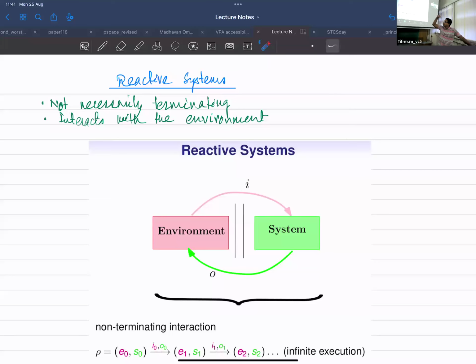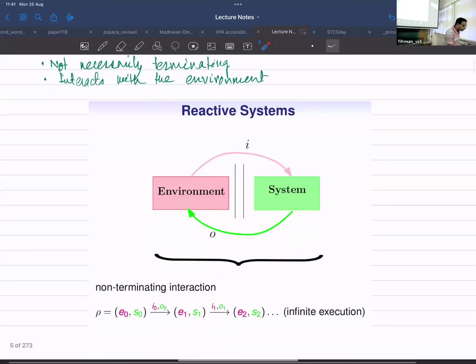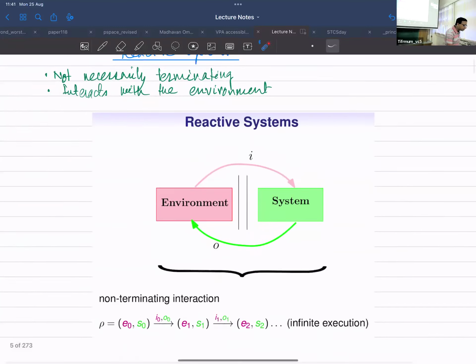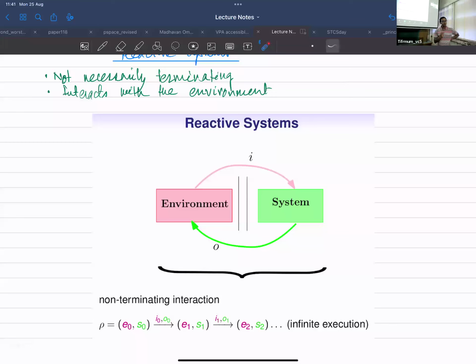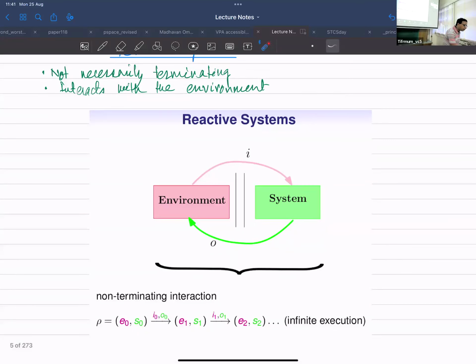You can think of there being discrete time steps. They are not necessarily discrete, they can be continuous also. But for the time being, let's consider discrete time steps, at which the system is getting inputs from the environment and reacting to it. It continuously interacts with the environment. There are several reactive systems we get to see in our day-to-day life, and what it results in is a non-terminating interaction.